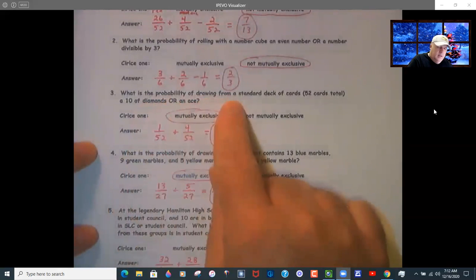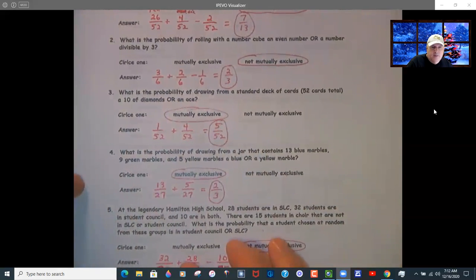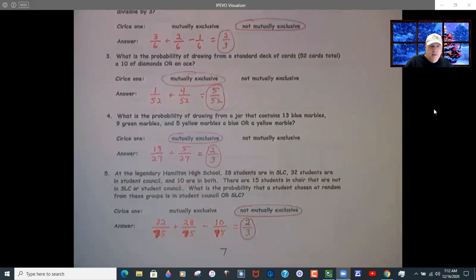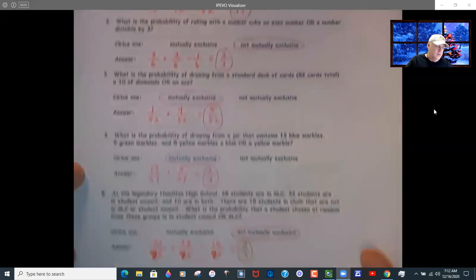what's the probability of drawing from a standard deck of cards, a 10 of diamonds or an ace? They're different. They mutually exclude each other. So if you draw a 10 of diamonds, you cannot possibly draw an ace, and vice versa. So you just add their probabilities, bam. Again, sometimes you have to subtract intersections. So 10 in both, you see, and you'd have to subtract that out. So not mutually exclusive means there's intersection.